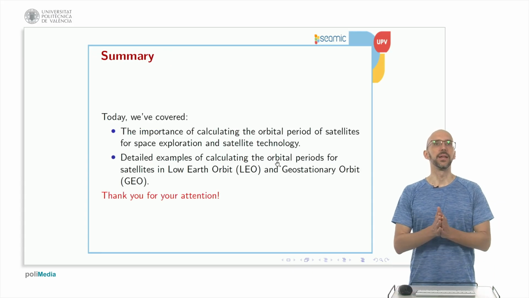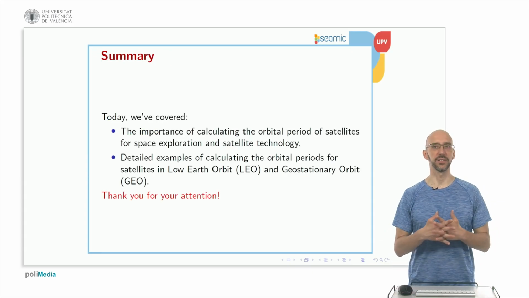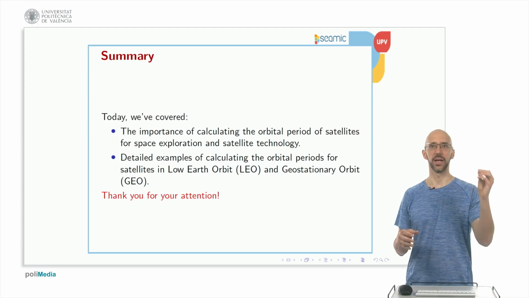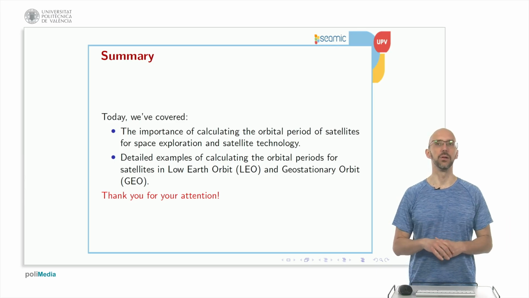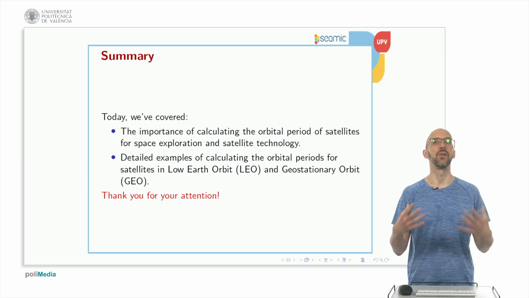Okay guys, summary. Let's see. We have seen an example of the orbital period of satellites around the Earth. We used a LEO orbit and a geostationary orbit. And we just saw at the end an example of an orbital period of a planet around the Sun.